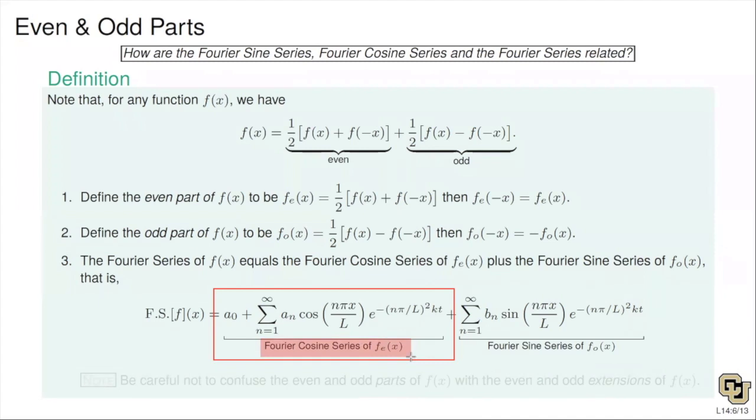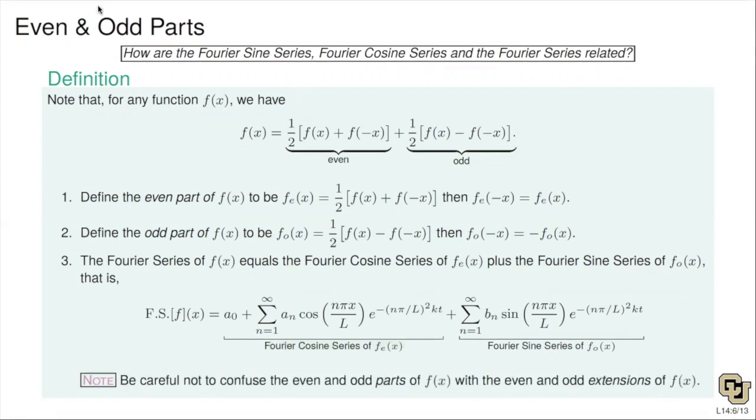So f of x, I have a way of decomposing f of x into an even function plus an odd function. Take the even function, find the Fourier cosine series of that, you get this. And the other part with the sine, that's the Fourier sine series of the odd part of the function. So you have a function, you can decompose it as a sum of an even function and an odd function. Take the odd function and find the Fourier sine series of that. You get this. So that's how all three of the Fourier series relate to each other.